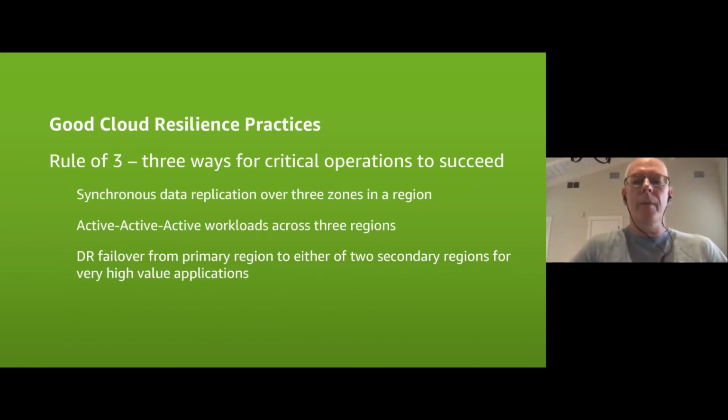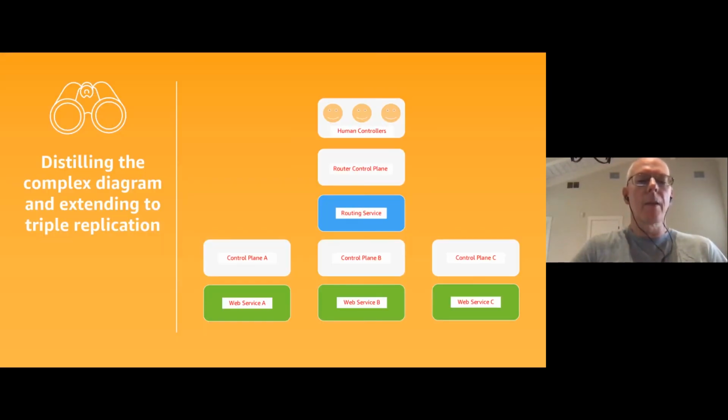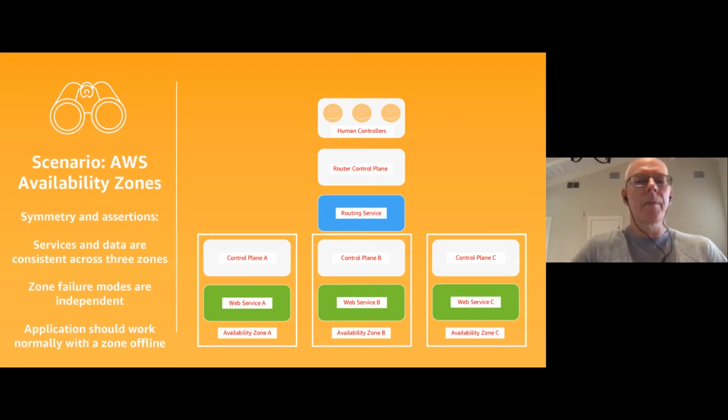And one thing here is to kind of have three ways to succeed. Replicate over 3 zones in a region, or 3 region triple active if you're going across regions. And for really high value applications, sometimes you have 2 secondary regions to fail over to. So I redrew that diagram to be a bit simpler and have a 3-way replication. So this is the same general idea.